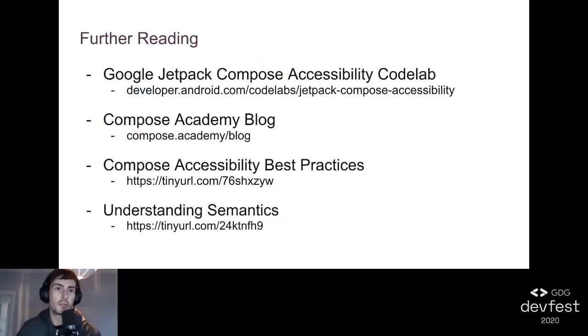If you're looking to do some further reading, there's a couple of links here that are really helpful on accessibility. There's the official Google Codelab. We have some blog posts on accessibility over on the Compose Academy blog, as well as a couple of blog posts at the bottom there, which are really good resources for learning more about accessibility APIs and also semantics in Jetpack Compose.